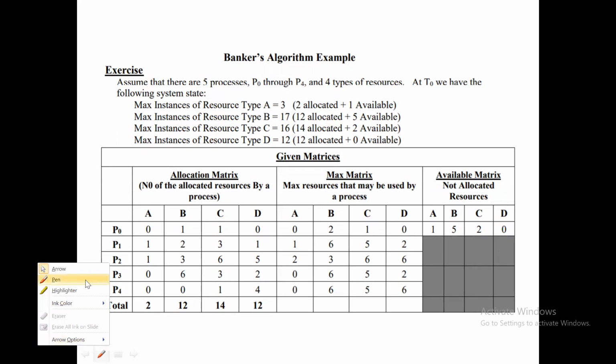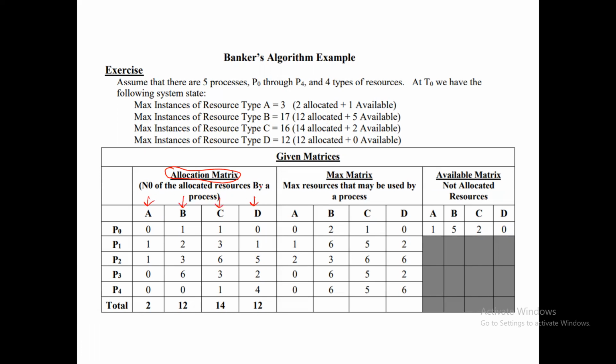Let me highlight with the pen here. As you are able to see, this is the allocation matrix. In the allocation matrix, these are the resources that I am talking about, A, B, C, D. For instance, if you take P0, P0 has type A 0, type B 1, type C 1 and type D 0. So the resources have been allocated in such a fashion, and in total, when you add up each of these processes' resources in type A, type B, type C and type D, this is the total of resources currently allocated.